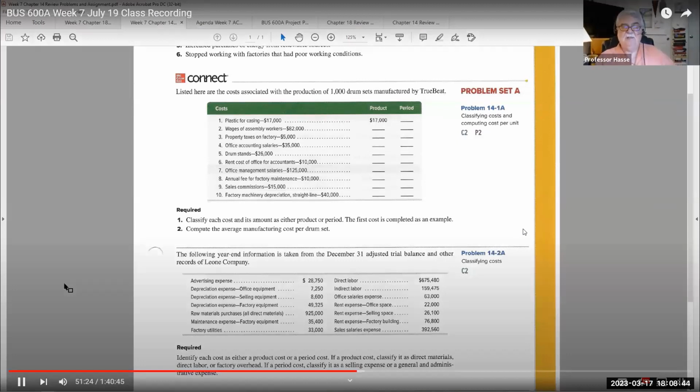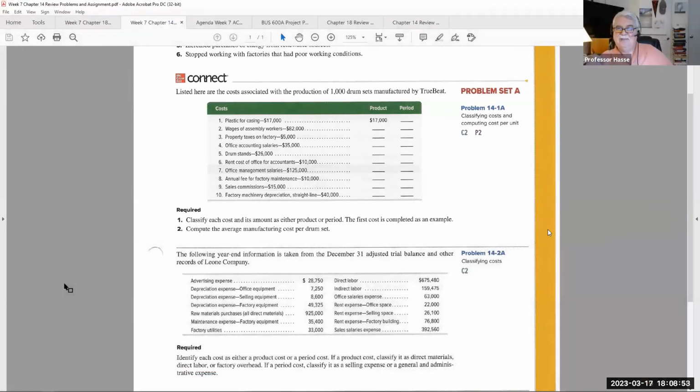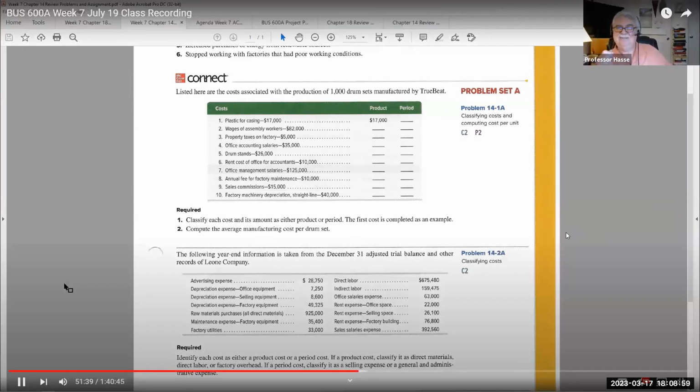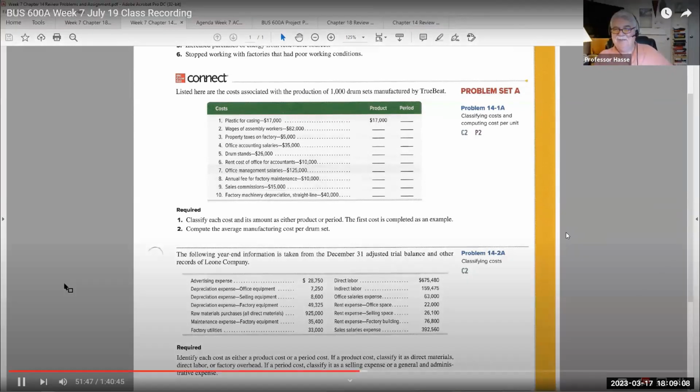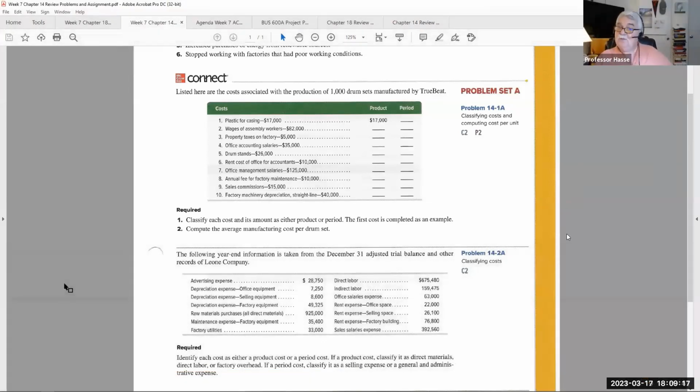Sales commissions. You know, I'm going to tell a little story here. I don't want to offend anybody, but I was a finance dude my whole career. Finance people cringe when they have to pay sales commissions to sellers. Ugh, that's a cost that just makes your skin crawl. Yes, they're being rewarded for selling your product and they should be compensated. But that was one cost that really irked me, those commissions. All right, sales commissions, that's a period cost. Factory machinery depreciation. Again, the key word there is factory, product cost. Okay, pretty easy, pretty easy.